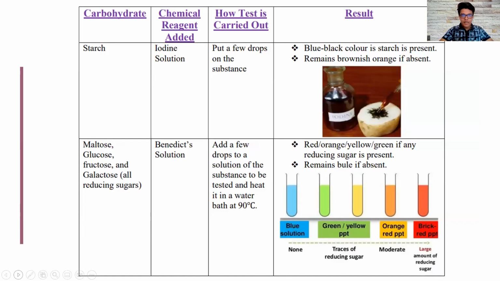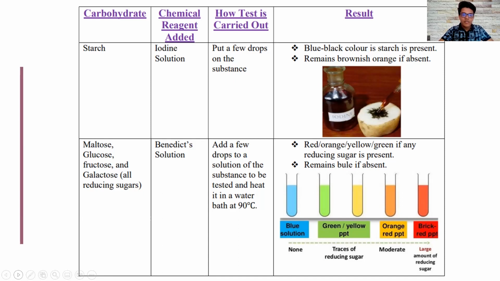As shown in the table, for starch, the chemical reagent added is iodine solution, and a few drops are added on the substance. If starch is present, the specimen turns blue-black color, and if not, the specimen remains brownish-orange, which is the color of the iodine solution. Similarly, for reducing sugars, which include maltose, glucose, fructose, and galactose, the chemical reagent is known as Benedict's solution, which is named after a person.